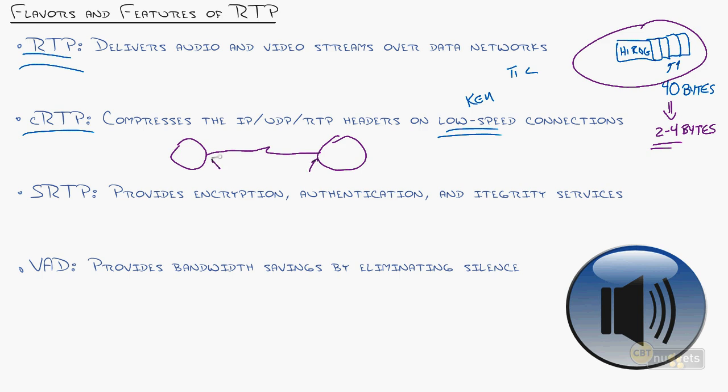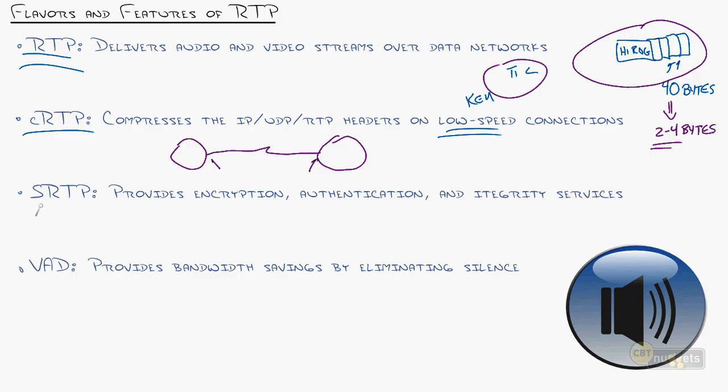However, you might say, why is it just on less than T1? Well, this does cost quite a bit of processing power. So it's not something you want to do on a high-speed connection, because it can bury your router. The router's taking all these thousands of packets and stripping out information, and then adding it all back in when it gets to the other side.